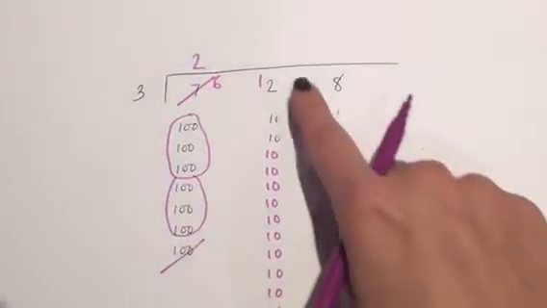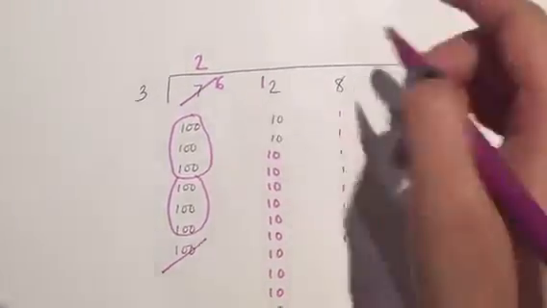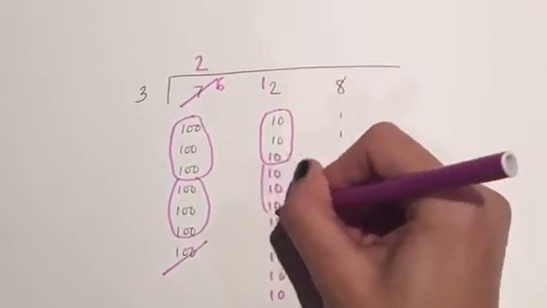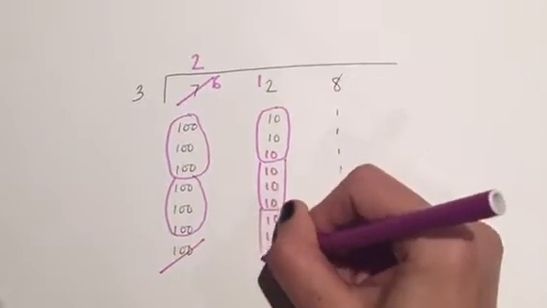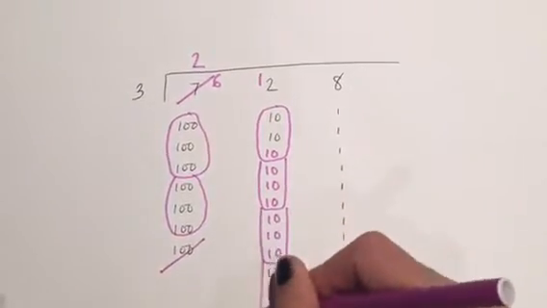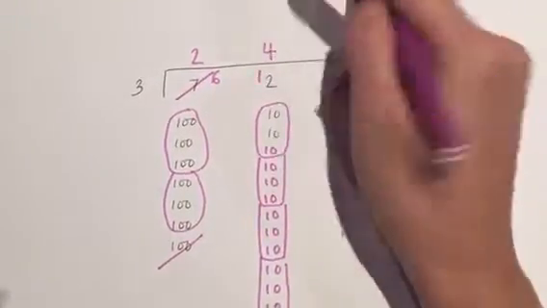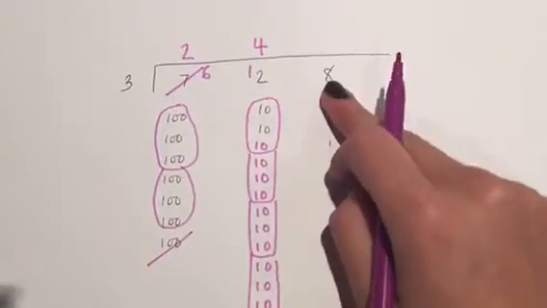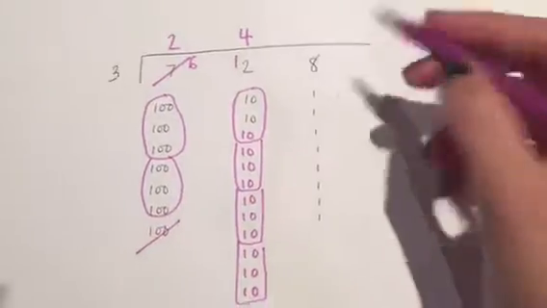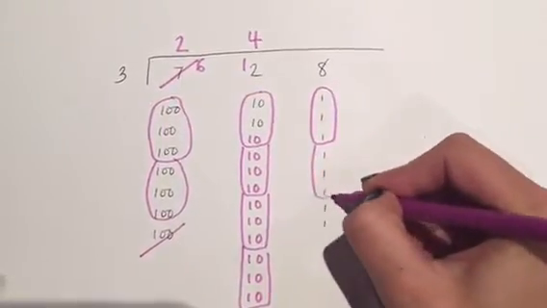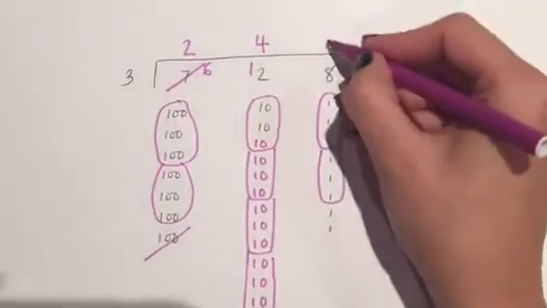I'm now going to see how many groups of 3 I can make from my 12 tens. So 1 group of 3, 2 groups of 3, 3 groups of 3 and 4 groups of 3. So I can write 4 in the tens column. I'm now going to see how many groups of 3 I can make from 8. So 1 group of 3 and 2 groups of 3. So I can write my 2 here.